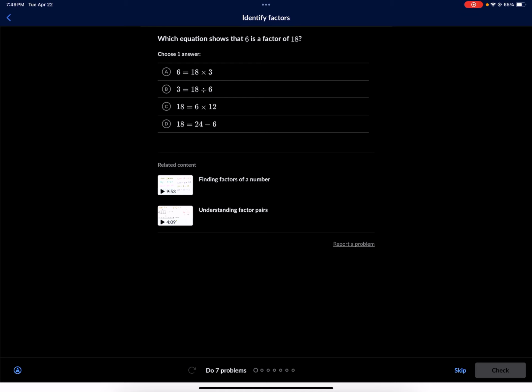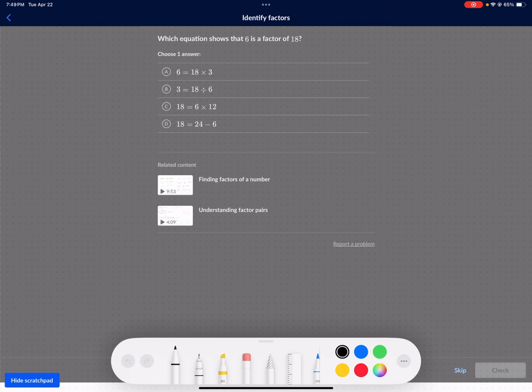Which equation shows that 6 is a factor of 18? So here, we're looking for a factor. So what does this mean? It means that we need to look for a correct way that 6 can equal 18, which means that we must be either using multiplication or division. We can immediately get rid of D because it does not demonstrate that. So we have 3 choices left. We also need to understand that the choice has to be correct.